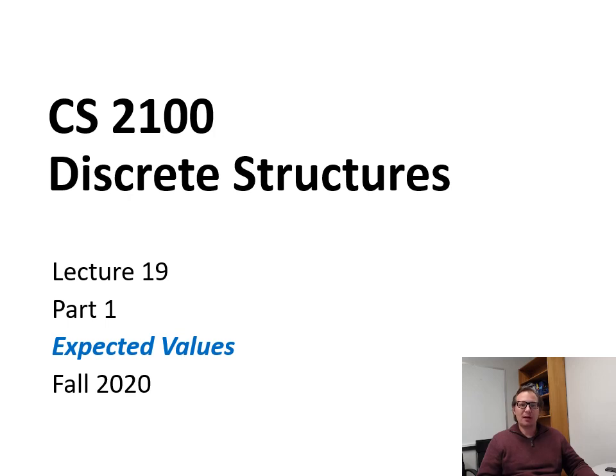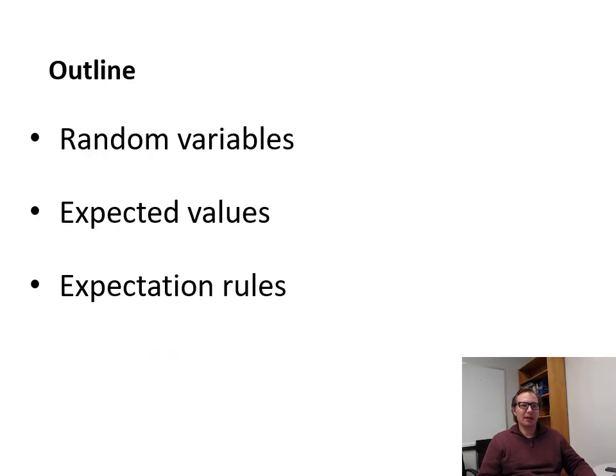So in this part 1 of the 19th lecture, we're going to introduce so-called expected values. So let's get started. Here is the outline of the lecture. First we are going to introduce the concept of random variables. Then we'll tie those to expected values. And finally we will show a few expectation rules.